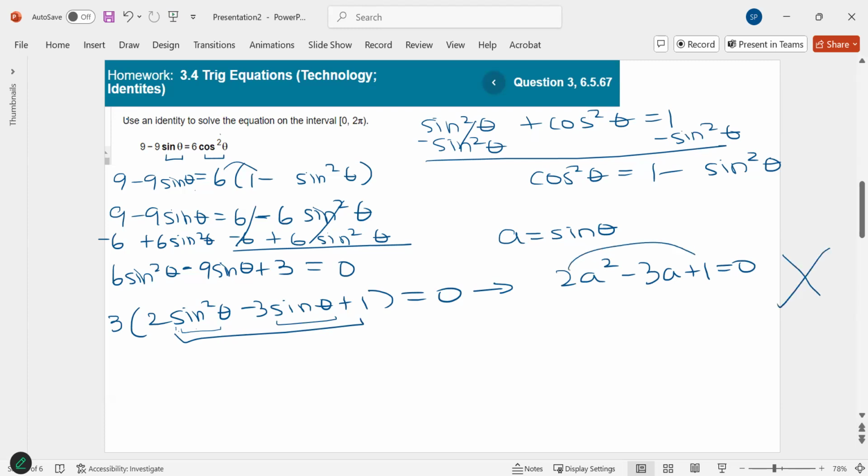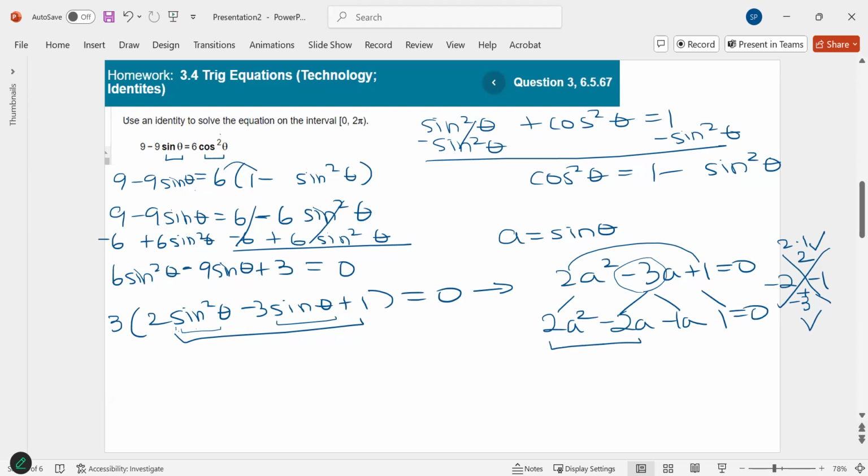So we multiply the last and the first, and then we get 2 times 1, which is 2. We find out what product then adds to -3. It's going to be -2 and -1, because -2 times -1 is +2, and -2 minus 1 is -3. So we split -3a as -2a minus 1a, bring the 2a squared down, and bring the 1 down, equals 0.